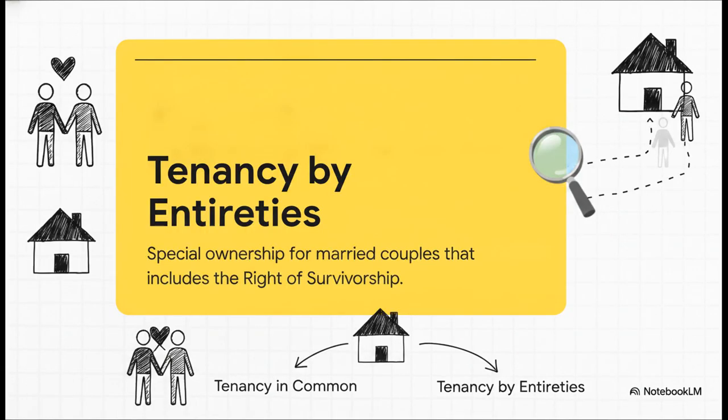The final type of fee simple co-ownership is tenancy by the entirety. This one is extremely specific. It's a special form of ownership available only to married couples. Under this arrangement, the law doesn't view it as 2 separate people owning a property. It treats the marriage itself as a single ownership unit. Like joint tenancy, it includes the right of survivorship. If one spouse passes away, the surviving spouse automatically becomes the sole owner.